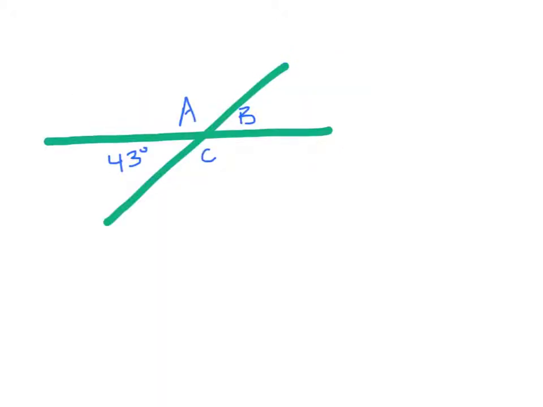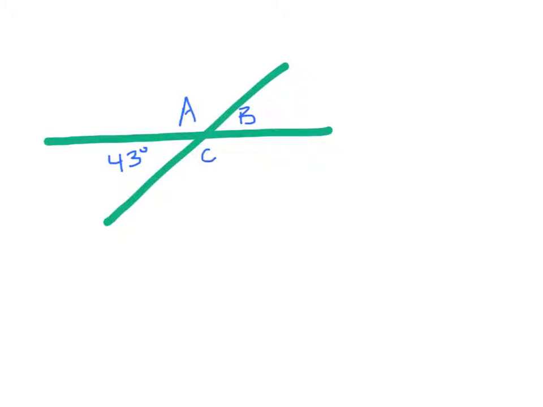Copy down the following diagram and figure out the angle measure for angle A, angle B, and angle C, as well as their relation to the angle that's already marked as 43 degrees. Once you've done this, then play the video and listen to my answers.